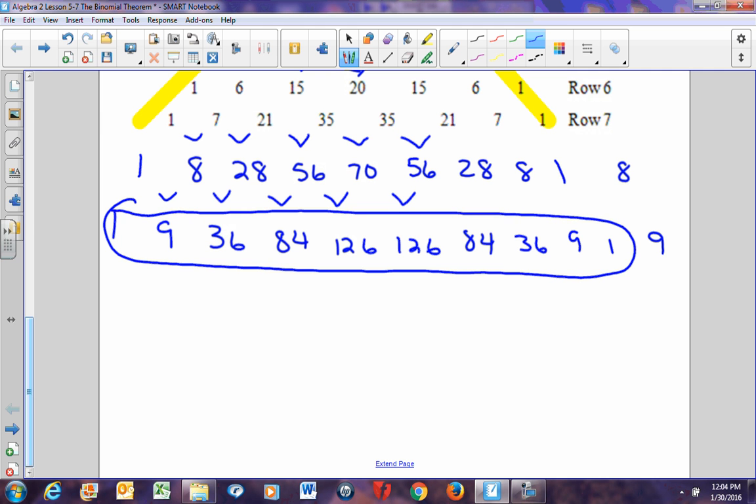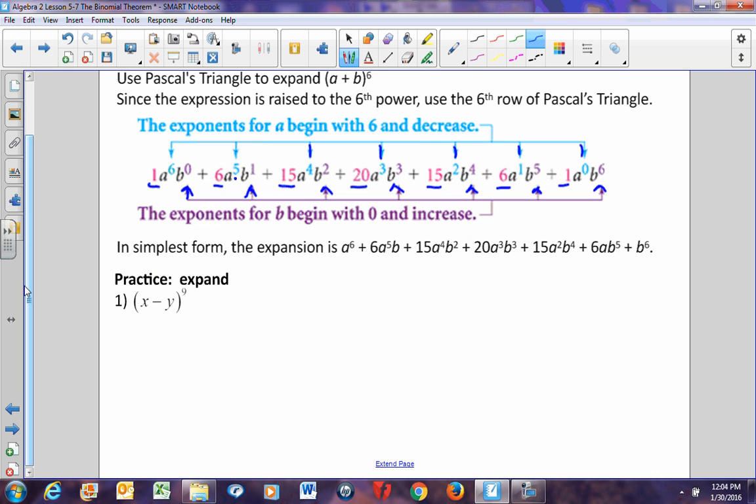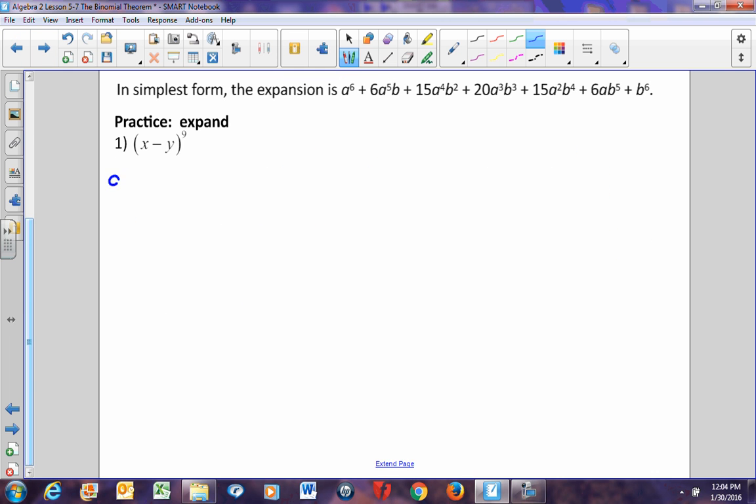Okay, so let's go back over here, and we're going to expand. So the numbers that we're going to use in Pascal's triangle, we need the 9th row. And the numbers in the 9th row are 1, 9, 36, 84, 126, 126, 84, 36, 9, and 1. Remember, the A's and the B's are now replaced with X's and Y's.